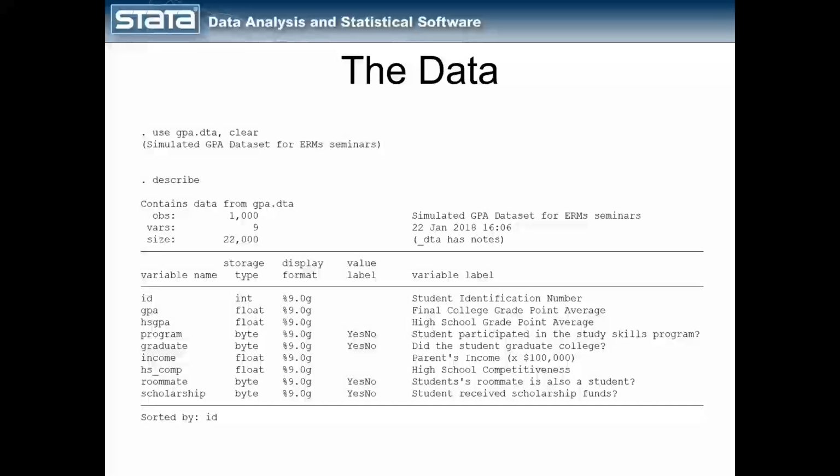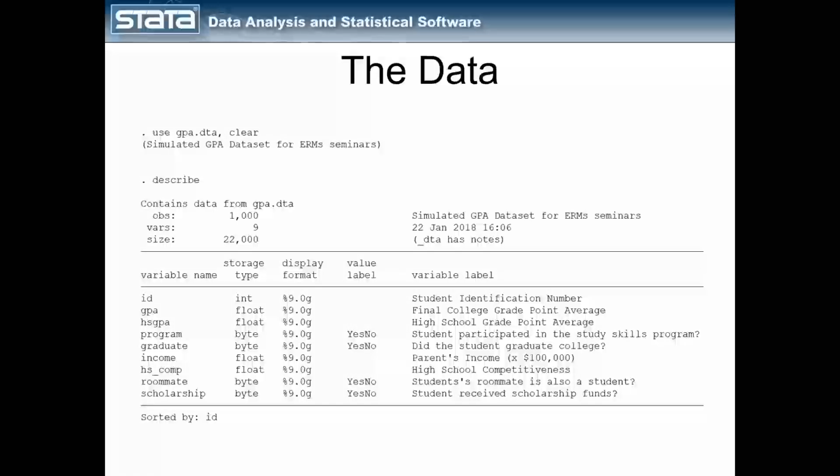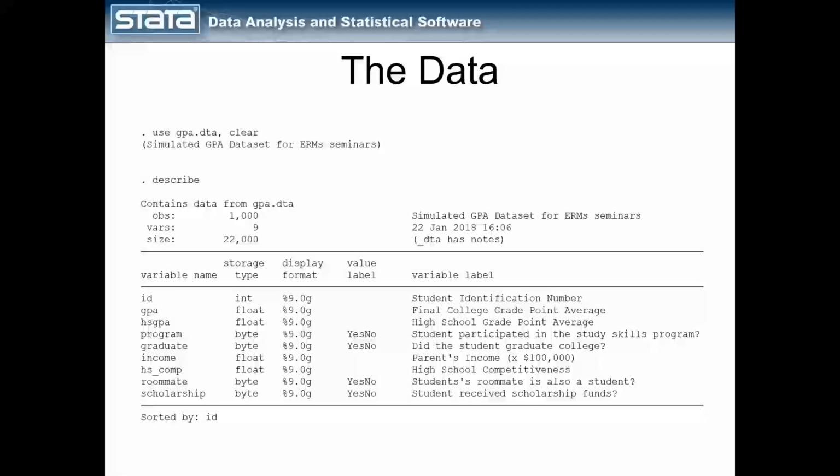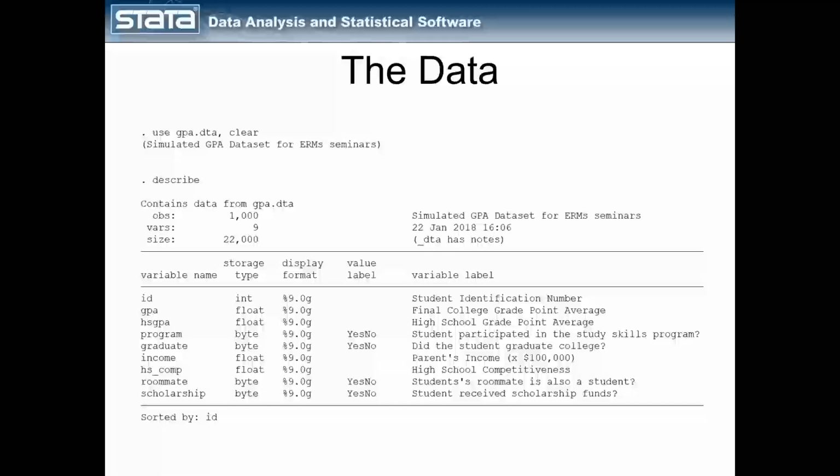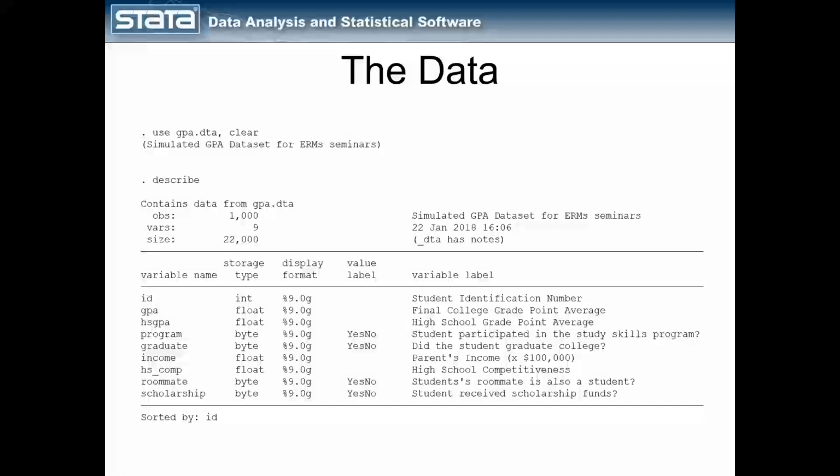Now, when I created these slides back in 2019, I made this up. It's a completely fake made-up variable. But I've done this a bunch of times now, and someone's told me that the College Board has developed an official measure of high school competitiveness. I wasn't aware of that when I made this. That's not what this is, so it's just a made-up variable, and it's continuous. Roommate is an indicator variable for whether or not the student's roommate is also a student. And then scholarship is an indicator for whether or not the student received a needs-based scholarship.